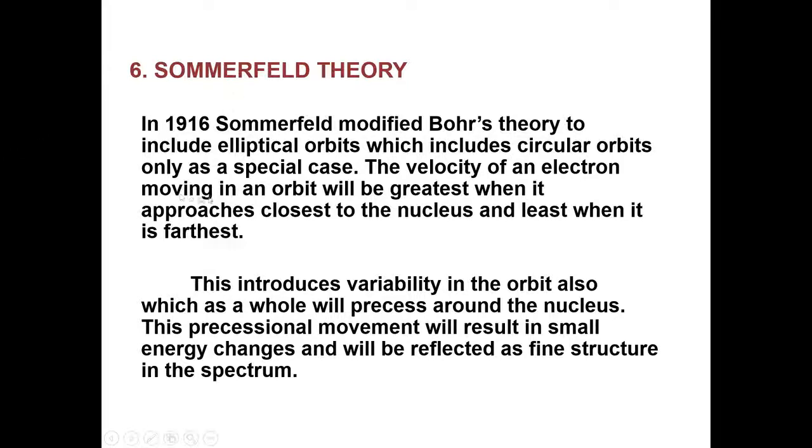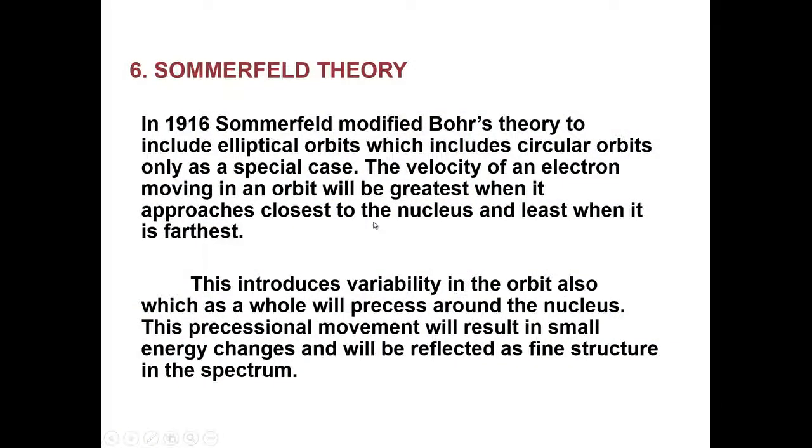The velocity of an electron moving in an orbit will be greatest when it is nearer the nucleus. When the full moon is there, the attraction of the moon towards the earth is more, bigger. Similarly, that means the attraction is more, and the velocity also will be more. So when it approaches closest to the nucleus, the velocity is maximum, and when it is farther away the velocity is very less.